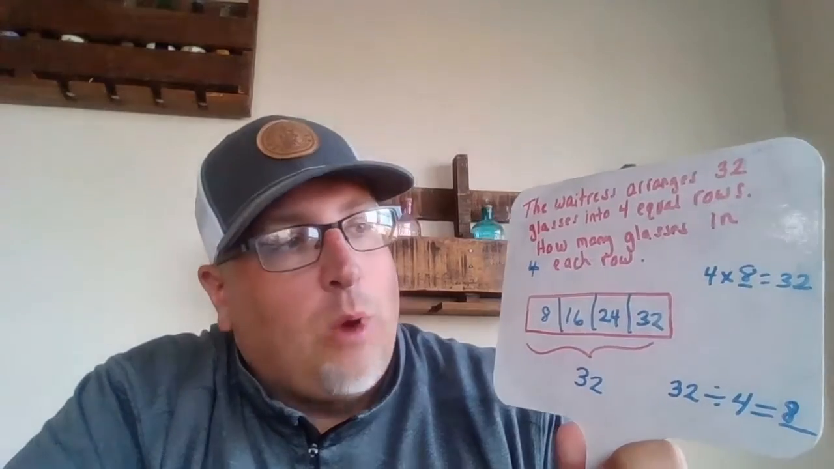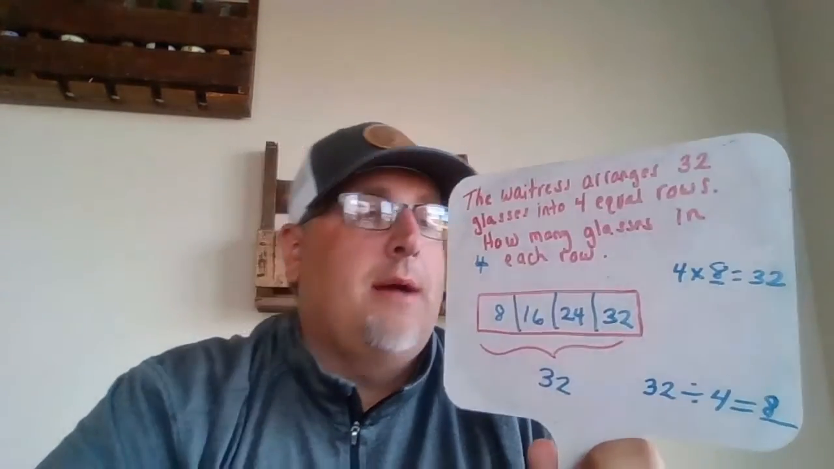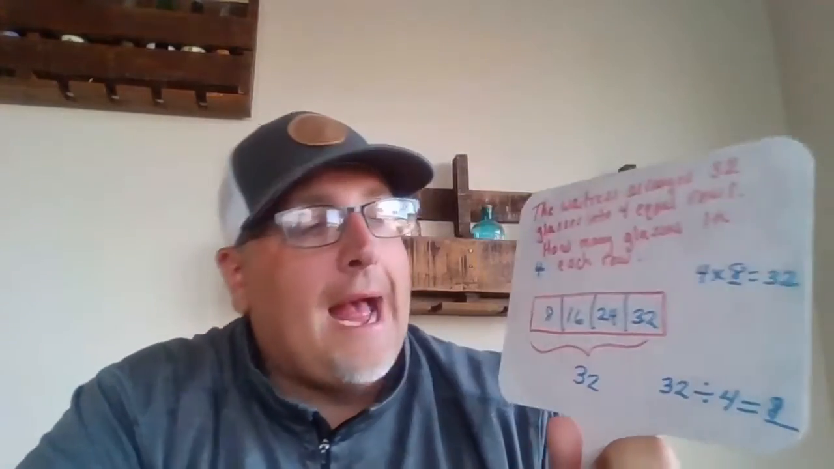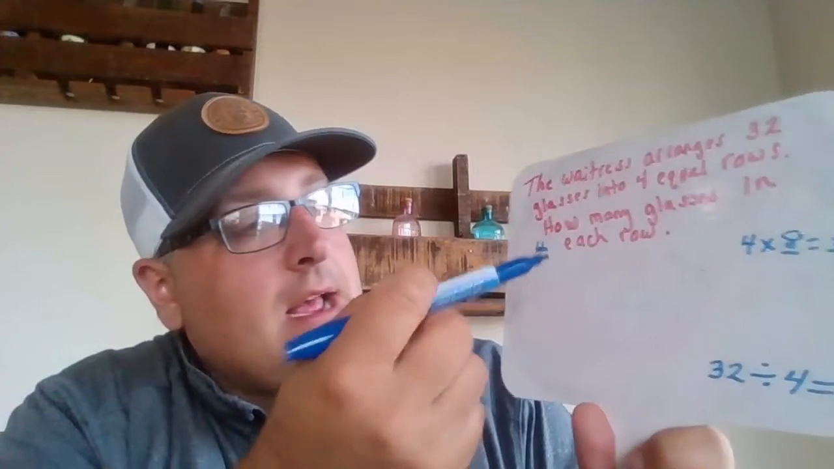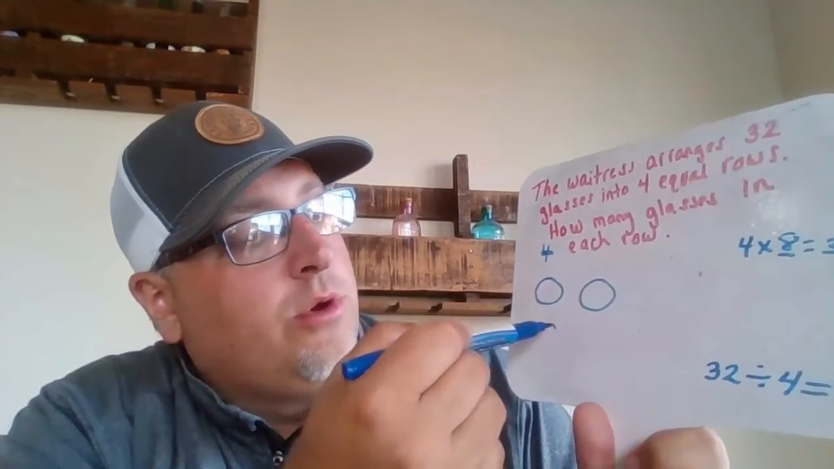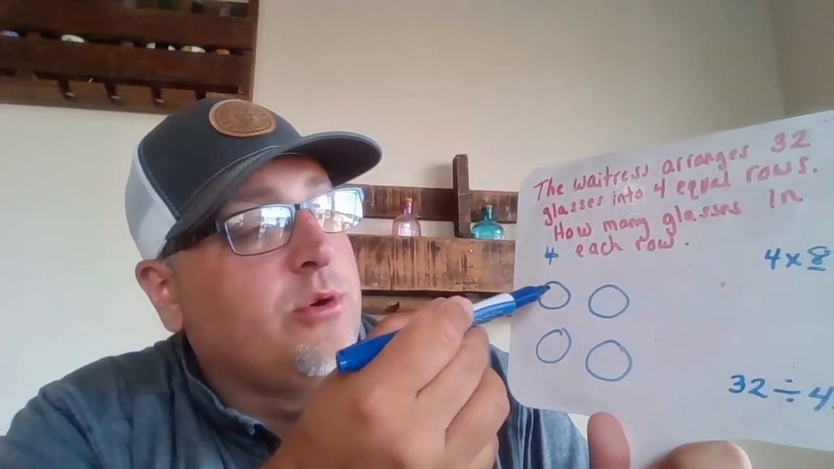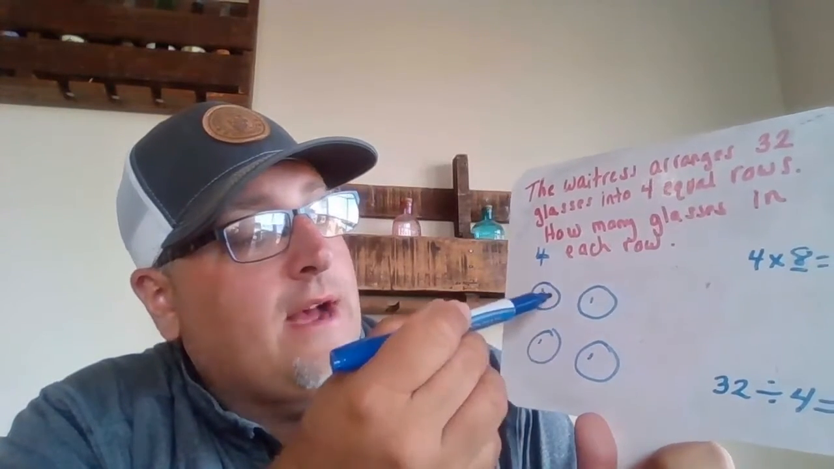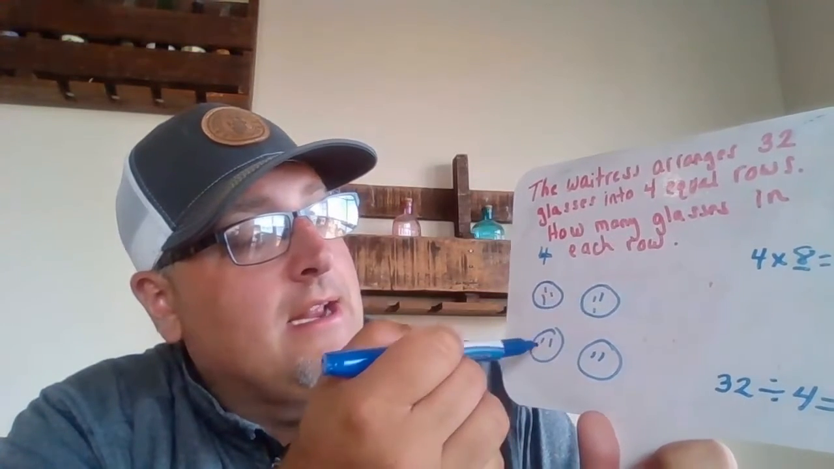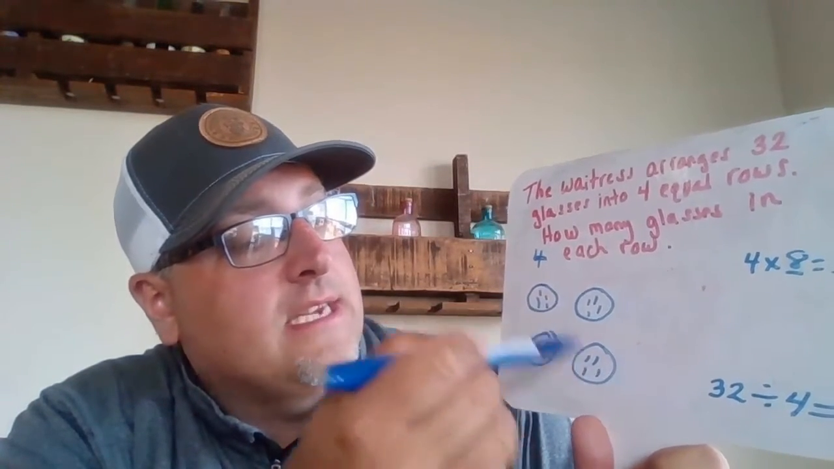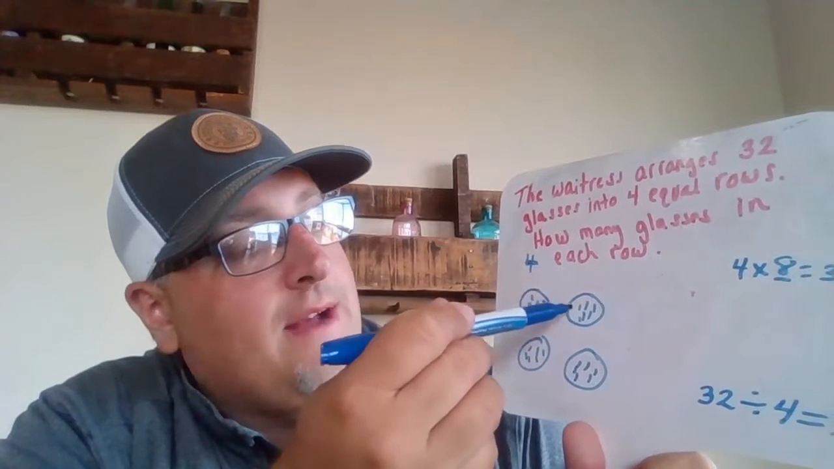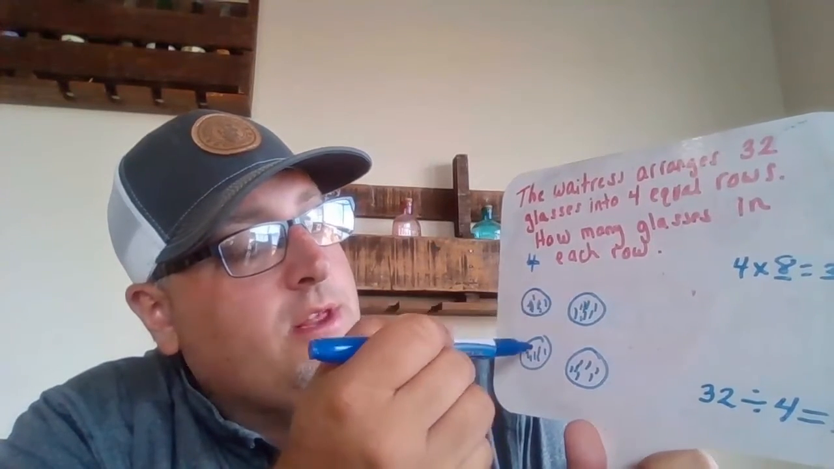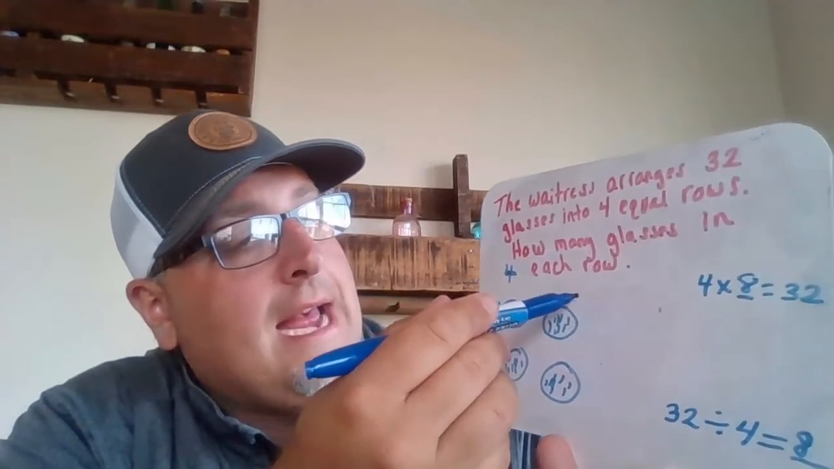Okay? If I wanted to, I could take some time here and I could go back and actually draw. Let's see if I can just erase this with my hand here. If I really wanted to do that, I could draw 4 groups, 1, 2, 3, 4, and then I could just count 32. 1, 2, 3, up to 32. And each one of these groups has 8 in it.